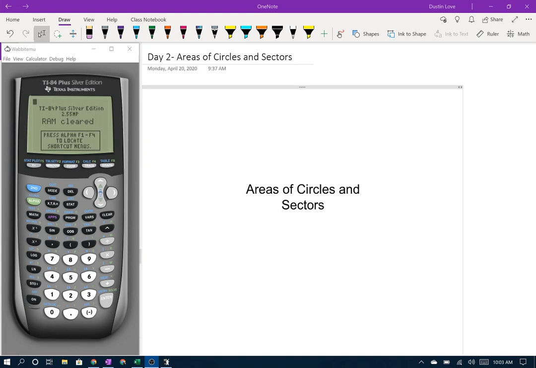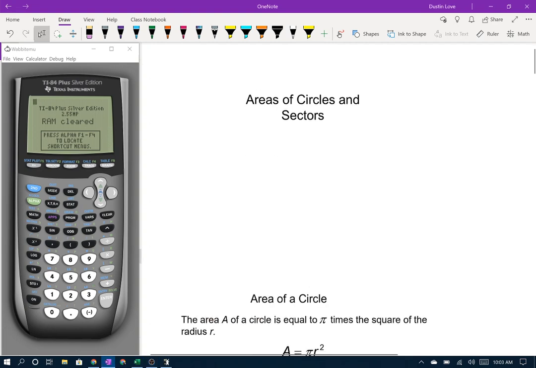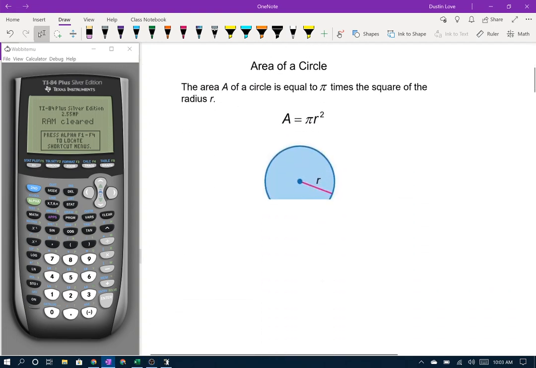Last class period, we covered area of a whole bunch of shapes. Today, we're going to focus solely on circles and sections of circles. So we'll talk about what sectors are. Oh, we've already talked about sectors, actually, but we'll just go ahead and recover it when we need to. All right, first off, area of a circle.